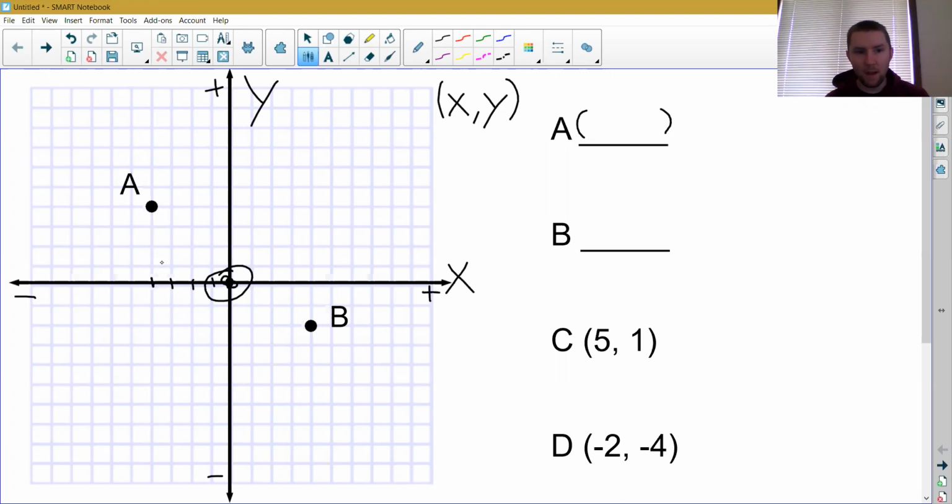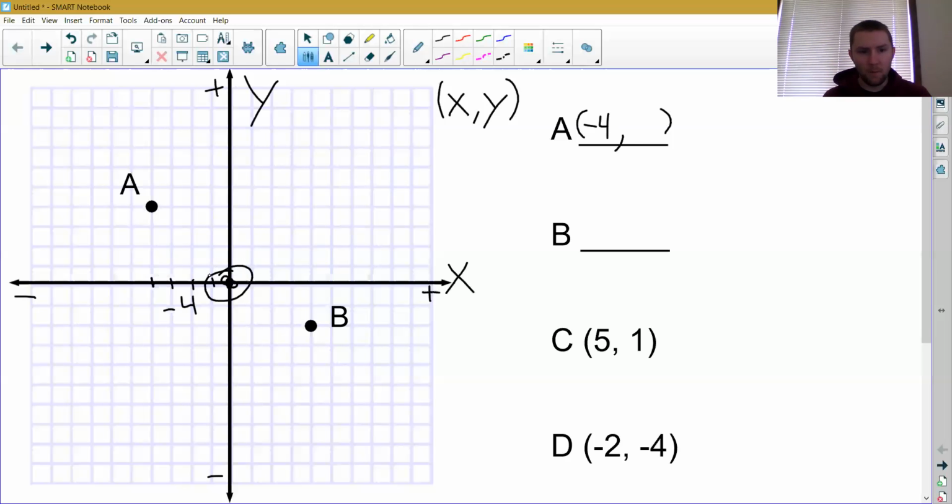So that tells me that my x coordinate is -4, because I went to the left, right? And this way means negative, and I went 4 spaces. So over here in my coordinate point, I'm going to start by writing -4 as my x coordinate, okay? Because I went to the left by 4.